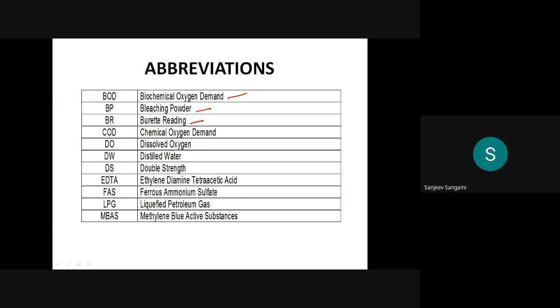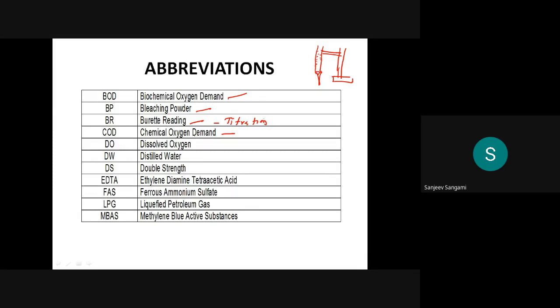Burette is a glassware used to make the titrations. It will be upright like this normally. Here the graduations will be there. This is a burette stand.